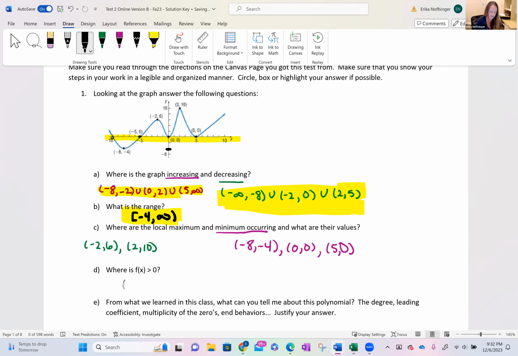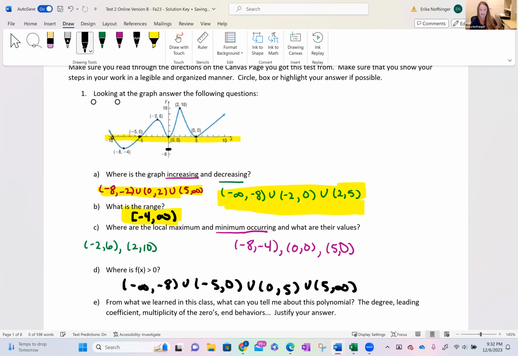Oops, that's a pencil. That's why I'm having so much problem. So -infinity to -8, union -5 to 0. It doesn't have the equal to part on my inequality, so I'm not including my x-intercepts. Then it's above the x-axis from 0 to 5, union 5 to infinity.